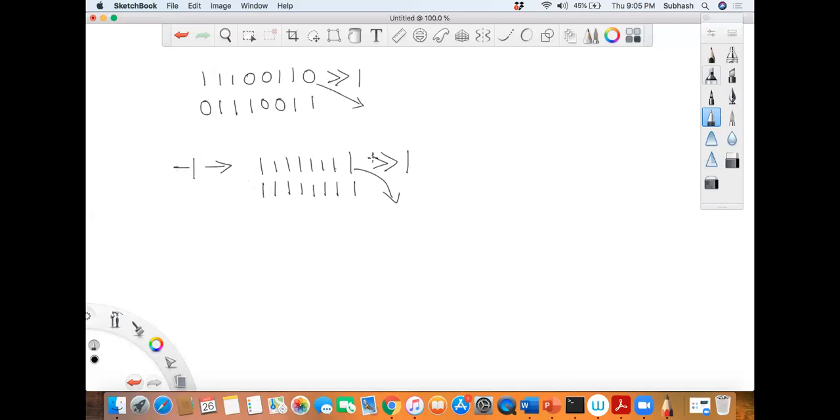So for -1, it is 1 1 1 1 1 1 1 1. And if I use the triple greater than symbol and shift by 1, what happens is that 0 will get appended here. This is what I'm trying to tell you. Did you understand this, guys? Yes or no? Is it clear, guys?